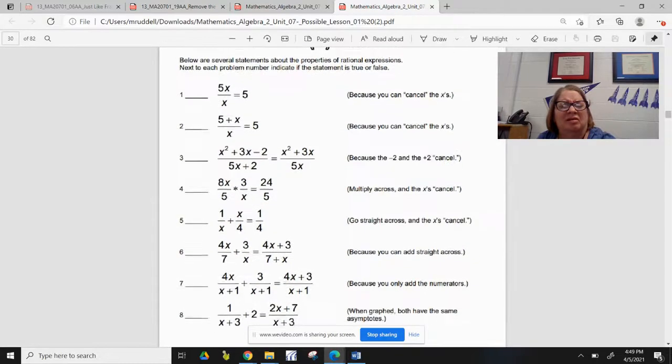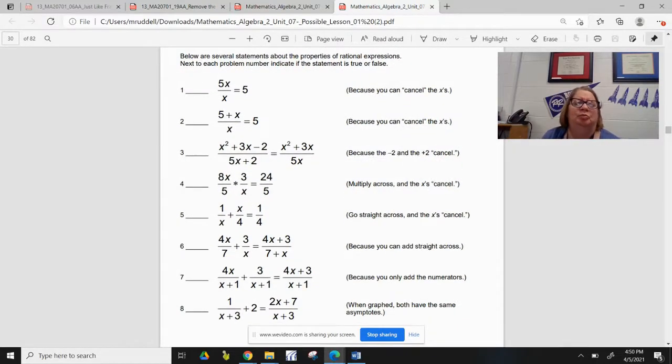All right. So look at each of these expressions or equations and the statements beside it, and decide if they are true or false. For example, number 1 says 5x divided by x equals 5, because you can cancel the x's. Is that true or is it not? So put a T or F for true or false by the number 1. And number 2 has 5 plus x divided by x equals 5. It says you can cancel the x's. Is it true or is it not? Can you cancel those x's or not?